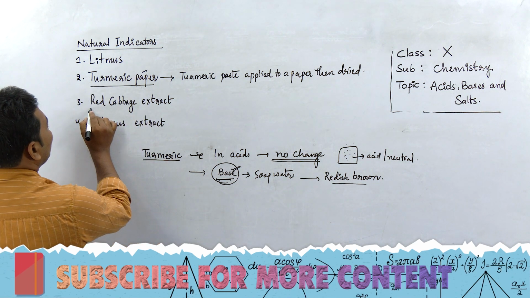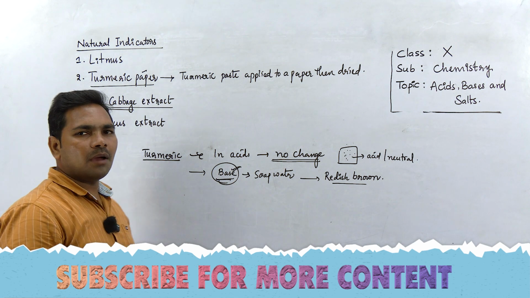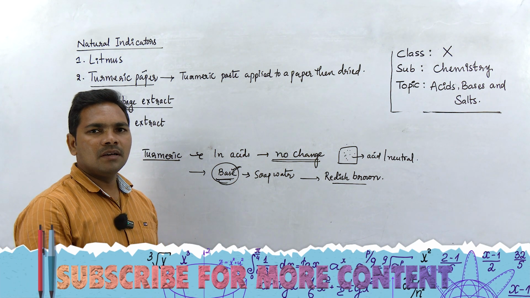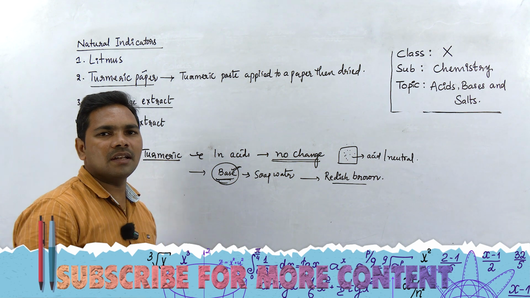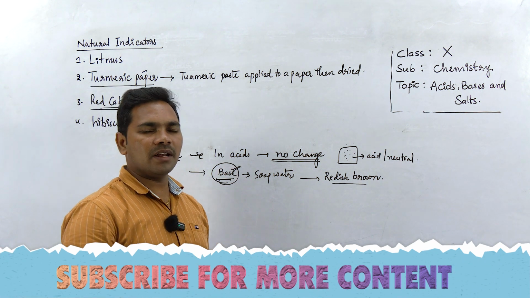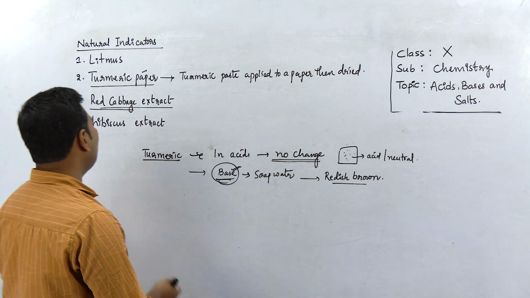And next one, red cabbage extract. In the market, red cabbage is also available. Generally available cabbage is green in color, but the red one, it's not actually red, it's a purple color cabbage, is also available at vegetable markets. Using that red cabbage, we can make an acid base indicator.